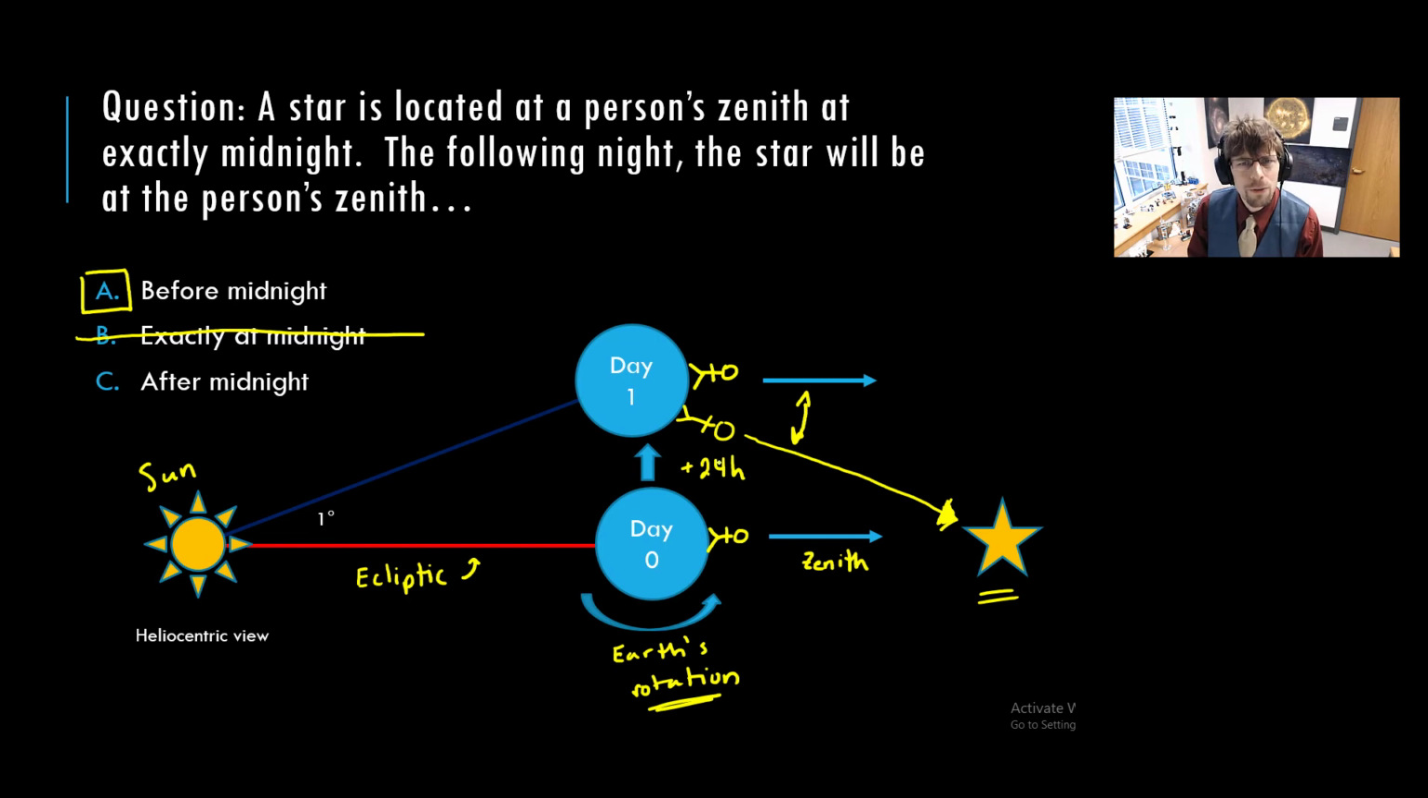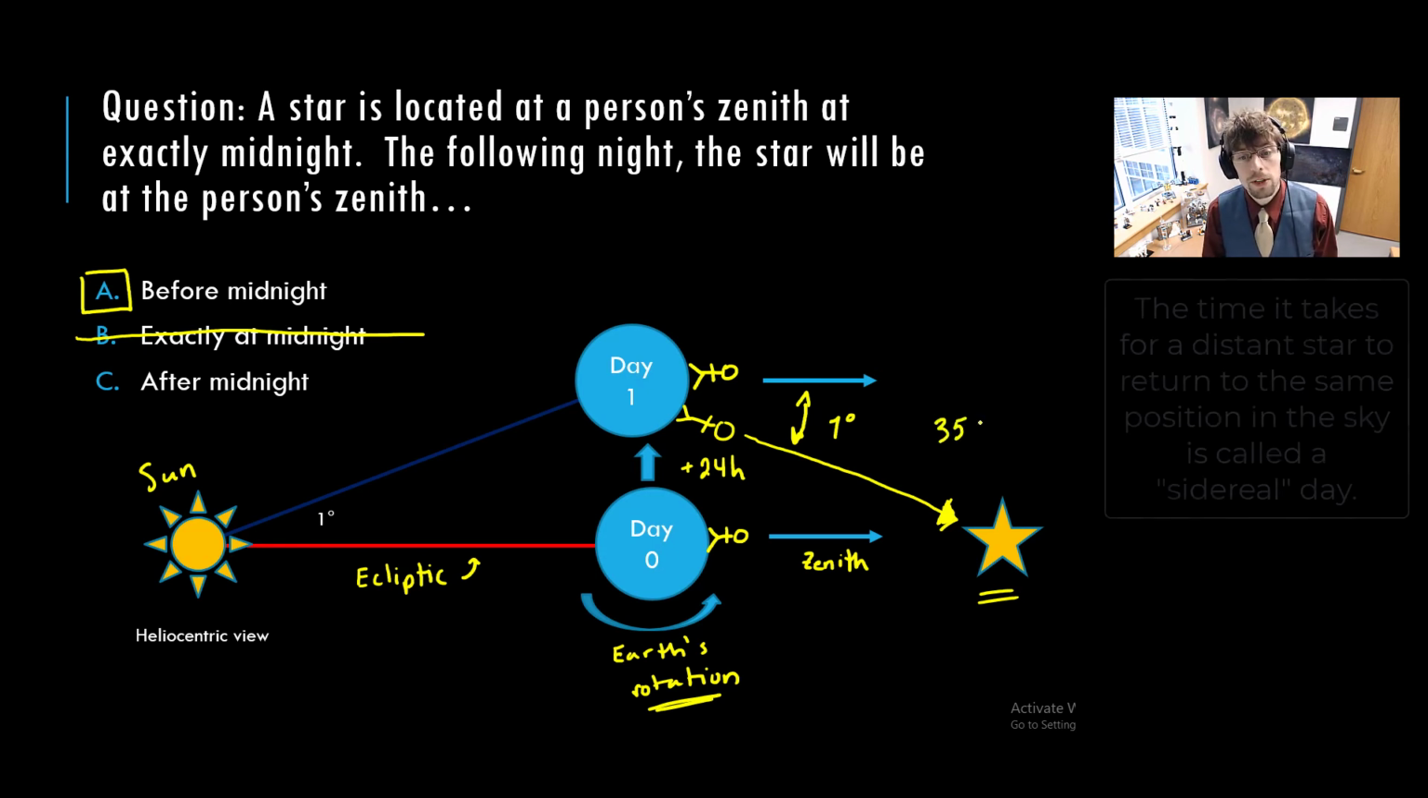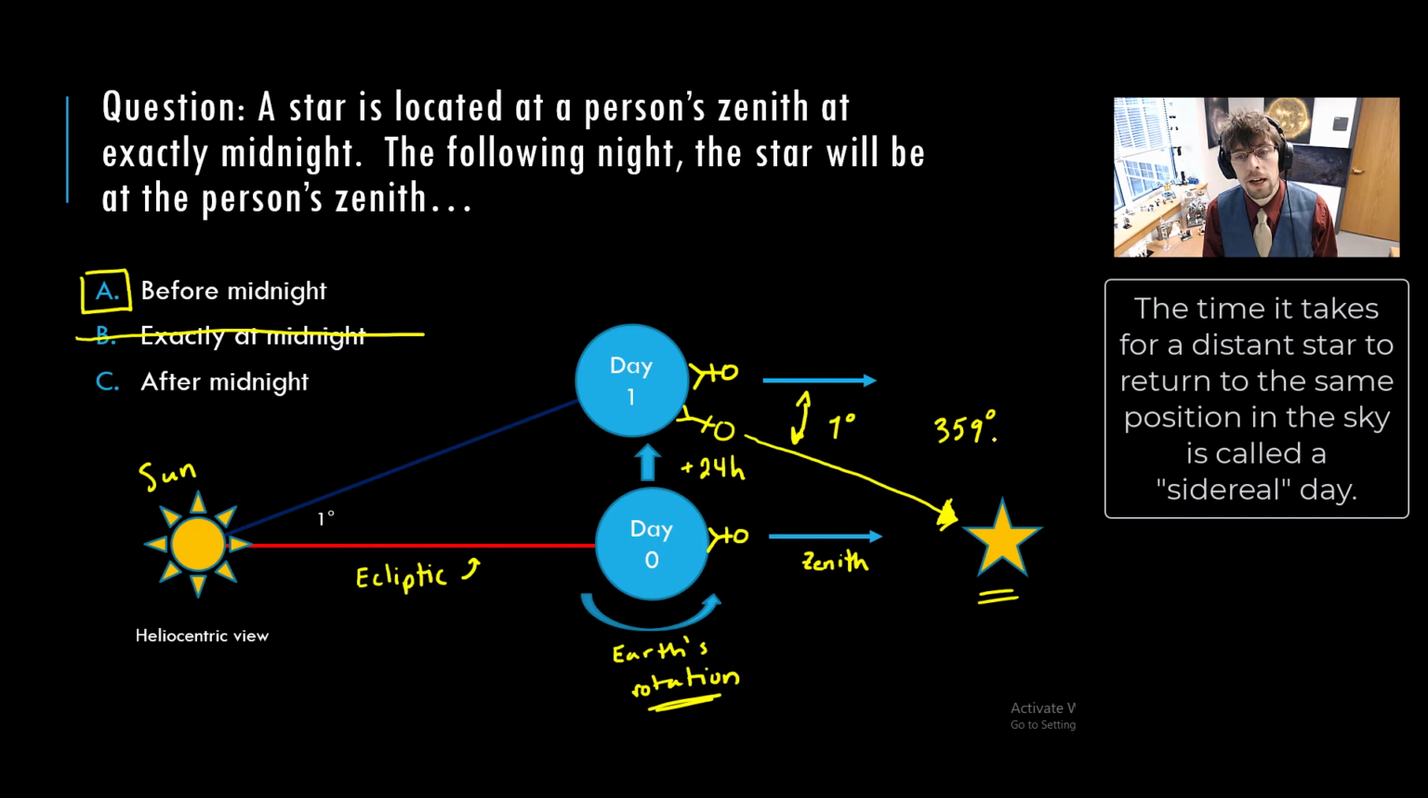Okay. We could go through and do a bit of geometry, but as it turns out, the Earth has shifted 1 degree in its orbit. That means that this person is about 1 degree shy of a full rotation. So they've only rotated about 359 degrees before the star turns up back at their zenith. Okay, good. So we've got an idea that this star should pass through zenith before midnight. So the next day it passes through zenith before midnight.